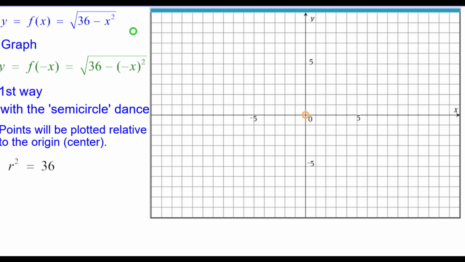And we'll start off by realizing that r squared is equal to 36. It's right there in the equation. And so the radius, r, is the square root of that, which is 6. Points, again, will be plotted relative to that orange point there.